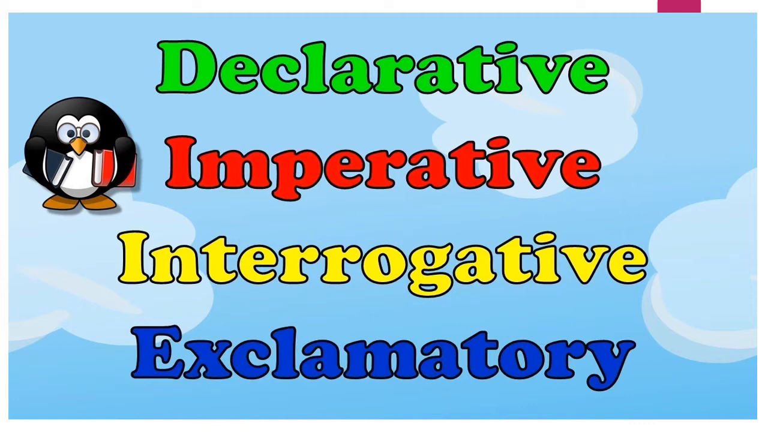The first one, declarative sentence or assertive sentence or statement type sentence. Second, imperative sentence. Then comes interrogative sentence, and the last one, exclamatory sentence. So based on the function, we can divide sentences into four different groups. We're going to study in detail about each and every type of sentence.